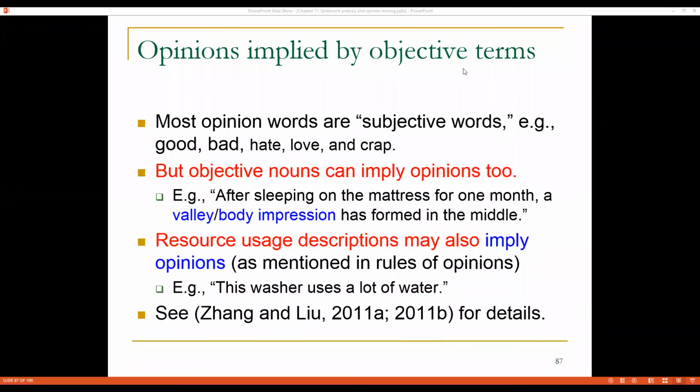Most opinion words are subjective words, for example good, bad, hate, love, and crap. But objective nouns can imply opinions too. For example, after sleeping on the mattress for 1 month, a valley or body impression has formed in the middle. Resource usage descriptions may also imply opinions, as mentioned in the rules of opinions. For example, this washer uses a lot of water.